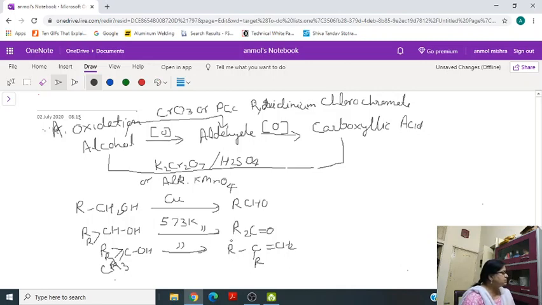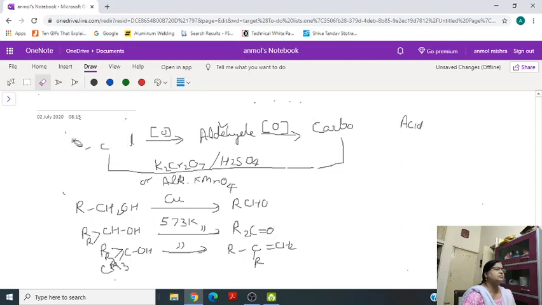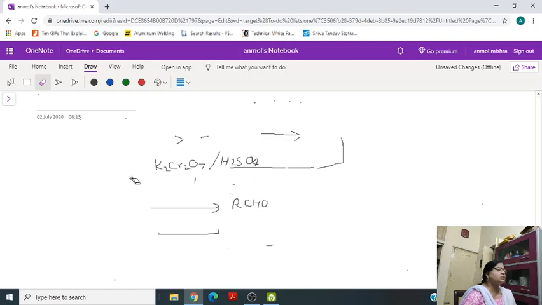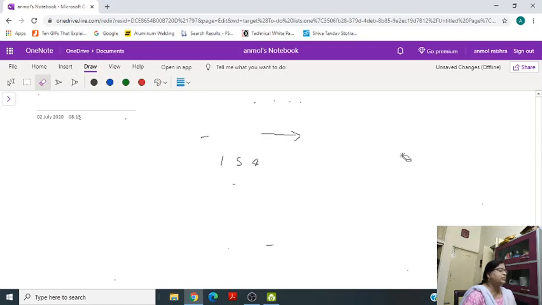Next is reaction of phenol. Now phenol, the OH group present on benzene ring is ortho and para directing, so the incoming group will go to ortho and para position, means two isomers will be formed.